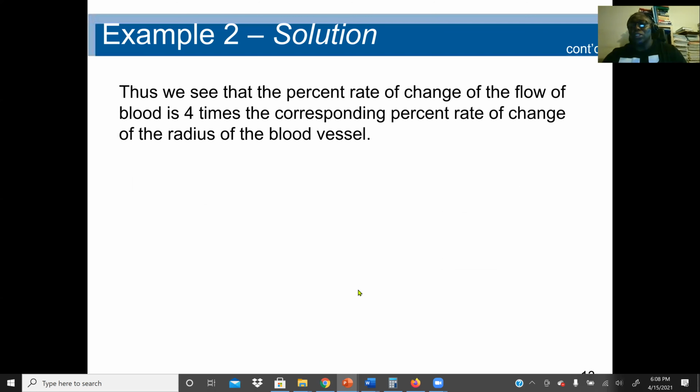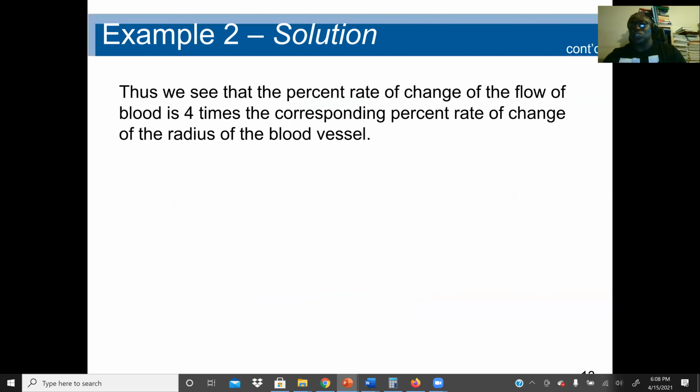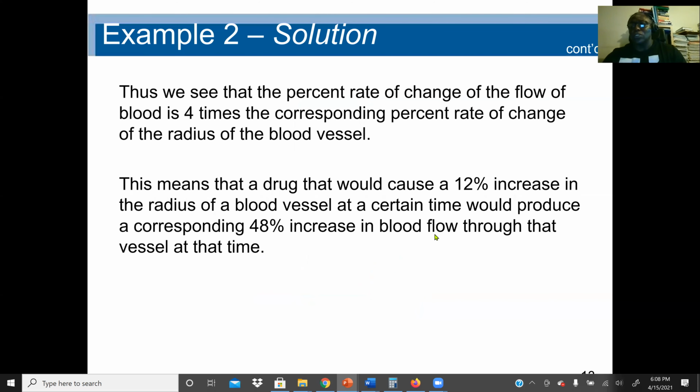Here we have 4 dr/dt over r. So dr/dt over r is the percent rate of change of the radius. dF/dt over F is the percent rate of change of the blood flow. So if dr/dt over r is 12%, 4 times 12% will give me 48%. So it's 4 times more than the radius. So we can see it's easier to interpret than if we are using only the rate of change. So percent rate of change is very straightforward to understand.